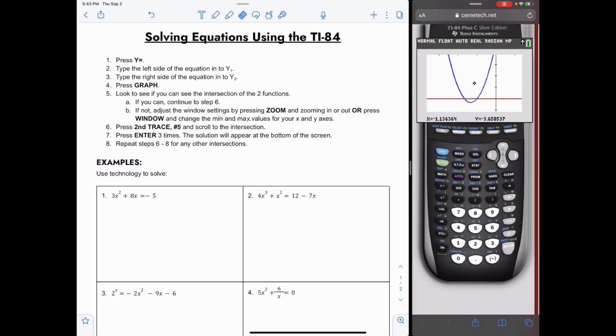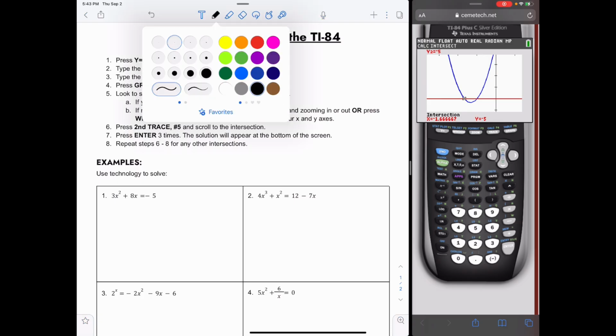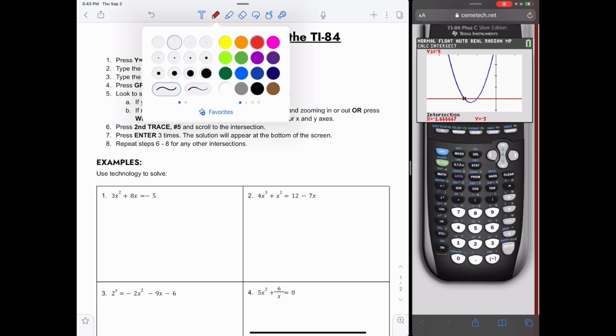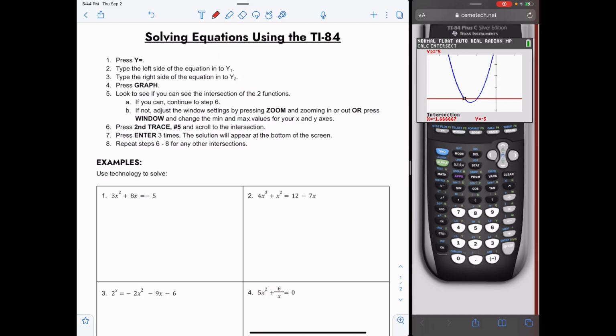We are going to press 2nd Trace and go down to intersect, press enter, and then you're going to get as close as possible. So I'm going to scroll, and then I'm going to just press enter 3 times. And as you can see here, it says the intersection is at negative 1.67 and negative 5.